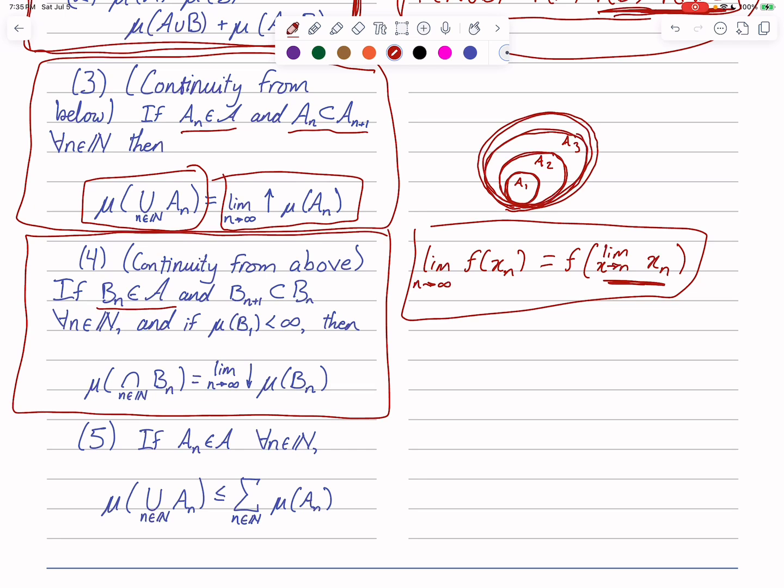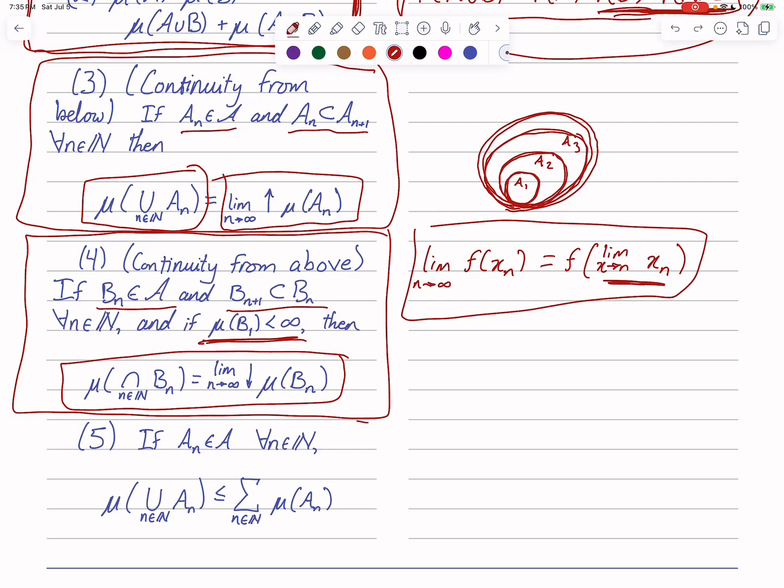We have a sequence of measurable sets. We have a chain, but this time this is a decreasing chain, meaning that each next set is a subset of the previous set. Now for this version, we need the extra condition that B1 is finite. But when we have all of this, then somewhat unsurprisingly, we can take the measure of the intersection this time, and it is equal to the limit of the monotonically decreasing sequence of mu Bn's.